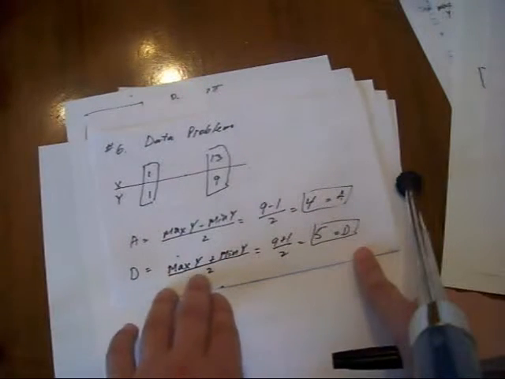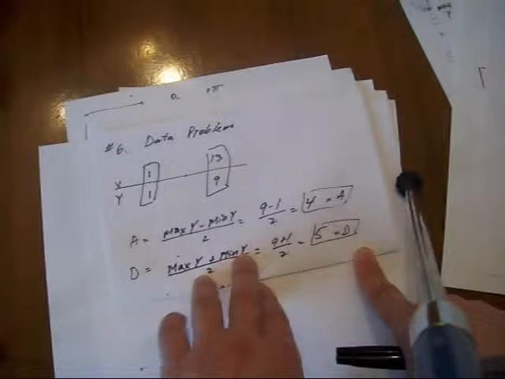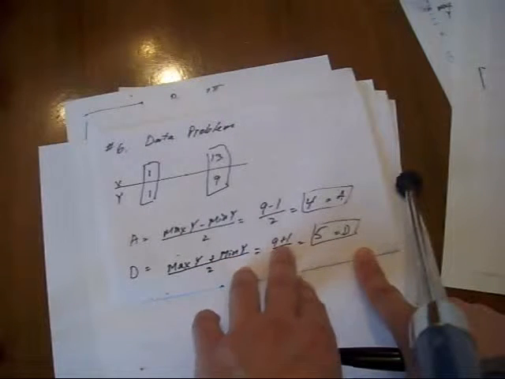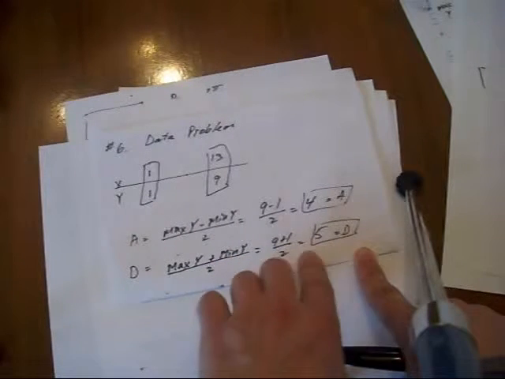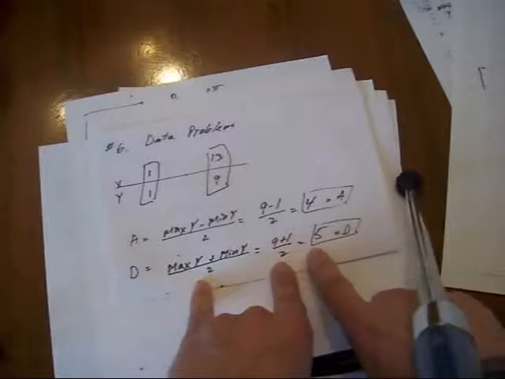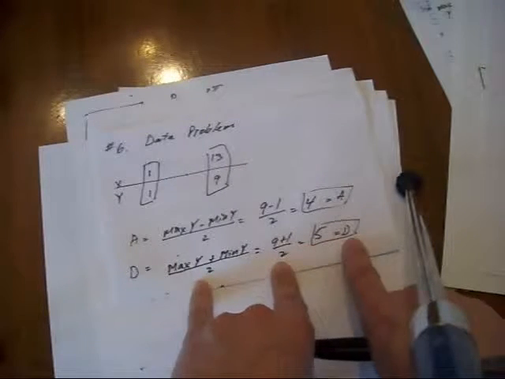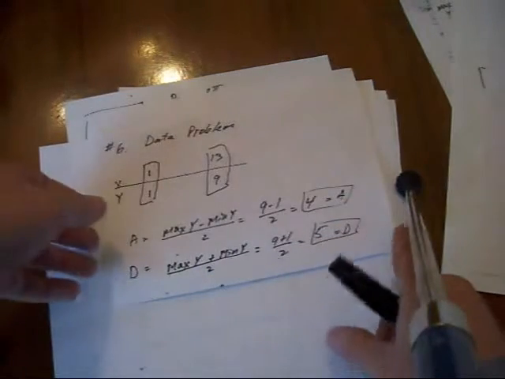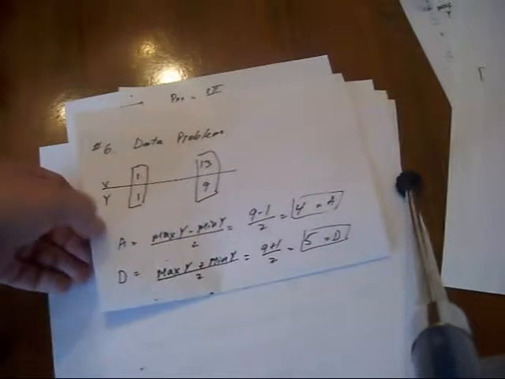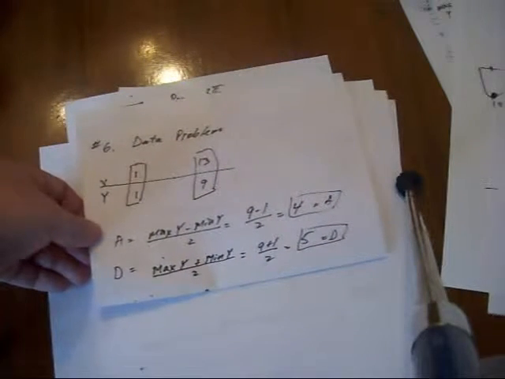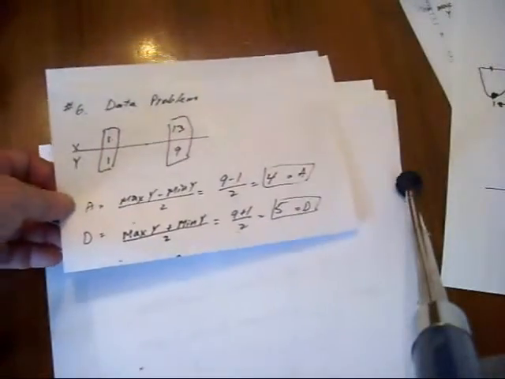Now the d value is maximum y plus minimum y divided by 2, which is 9 plus 1 divided by 2, and that simplifies to 5, so d equals 5. Those are by far the easiest things to get here. Now the b and c values are a lot more difficult to get.